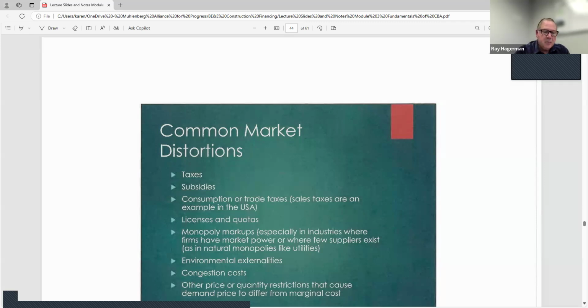Consumption or trade taxes are probably the most widely shown example across the United States because sales taxes are pretty much ubiquitous across the United States in some way or another. Either they're at the state level or they're at the local level or both. Sometimes markets get distorted by having to have licenses to do certain things or quotas.